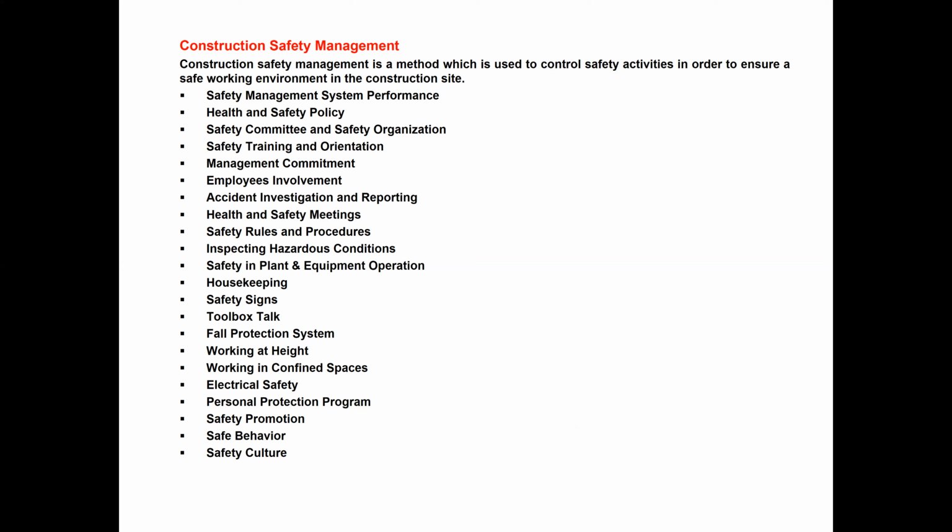And their foundation where they stand, so they should not settle from the soil. So all equipment should be operating in a safe way. We should implement housekeeping to clean the construction site, and do good housekeeping every day.